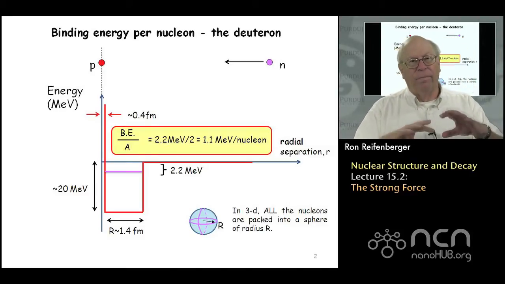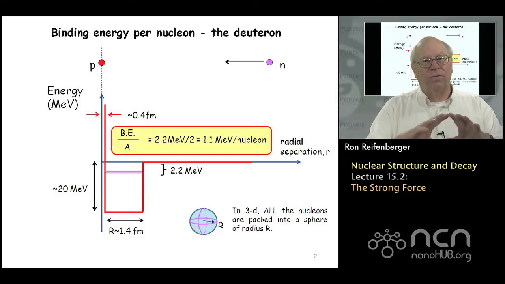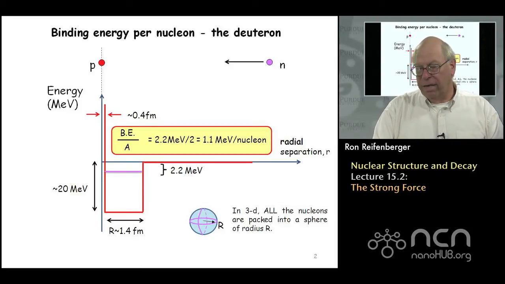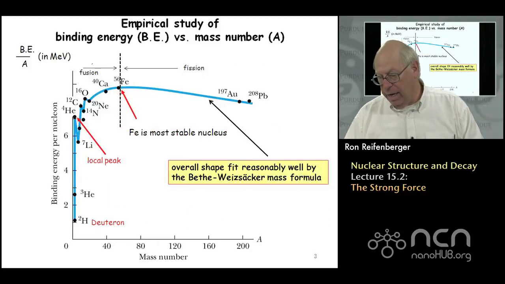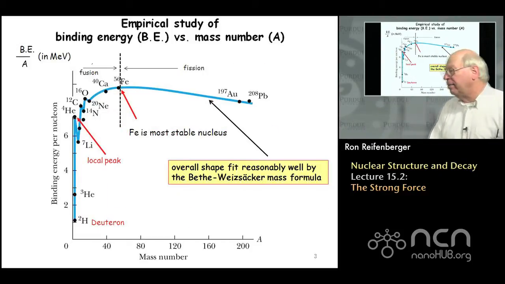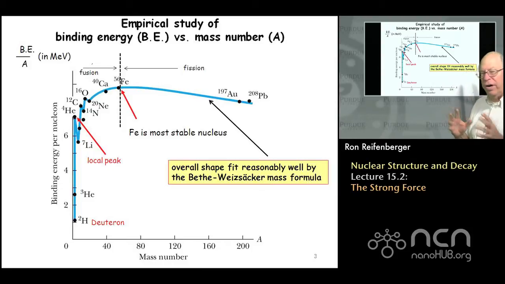You can measure these binding energies for different nuclei, and you can make a plot of the binding energy per nucleon versus atomic mass number A, and that plot is given in the next slide, and it has a very characteristic shape that tells you an awful lot about nuclei. So here's our deuteron. Its binding energy per nucleon is about 1.1 million electron volts.